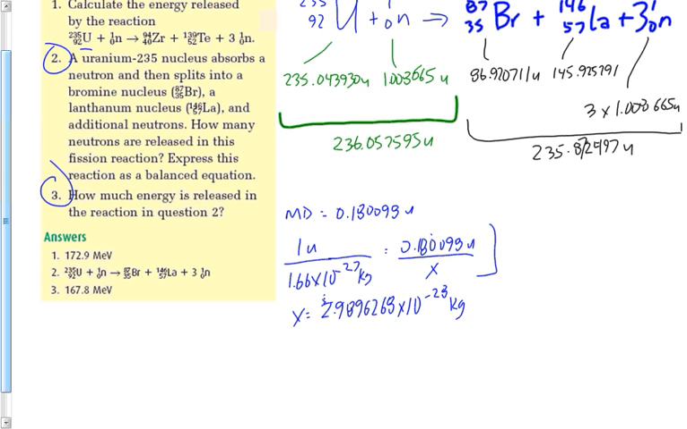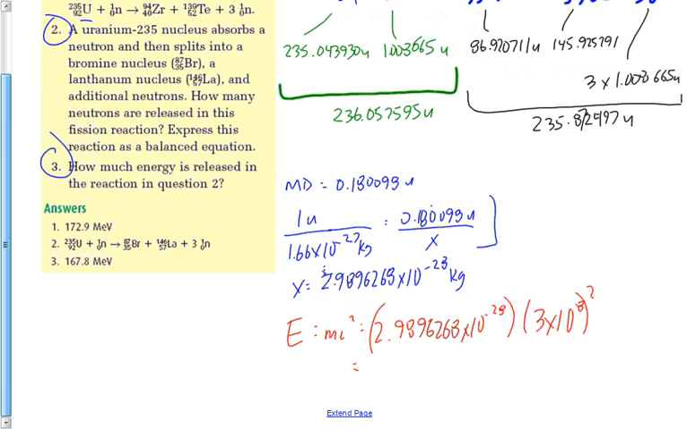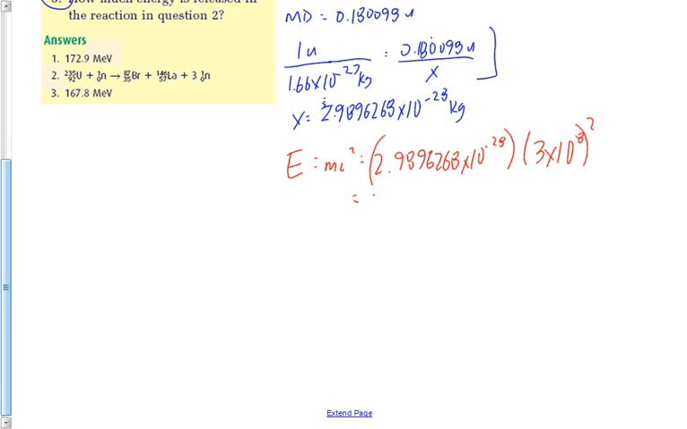Well, now let's find the energy that's released, which is of course what we want here. E is equal to mc squared, 2.9896268 times 10 to the minus 28 kilograms. And we multiply that by 3 times 10 to the 8. Don't forget to square that. What do we end up getting there? It's not 167.8, I'll tell you that now. What is it? It's going to be in joules, though, right? 2.69 times 10 to the minus 11 joules. I said it wasn't going to be 167.8 because we get the answer in joules.